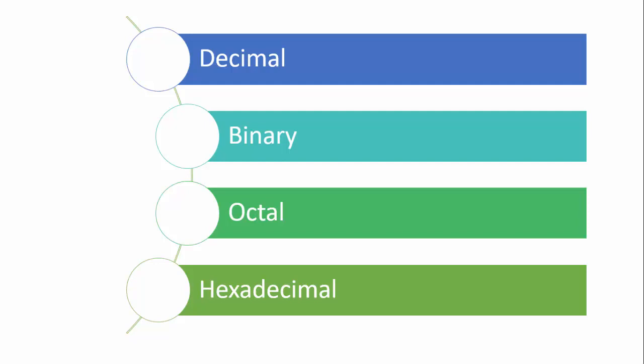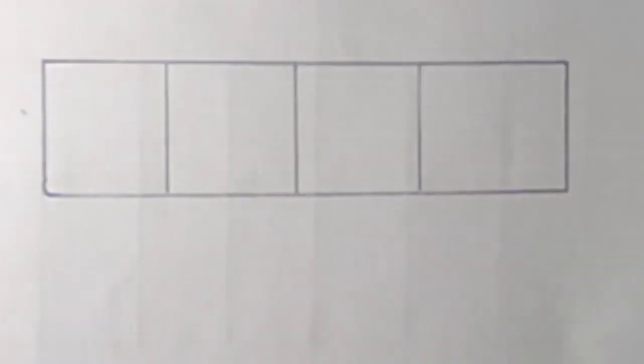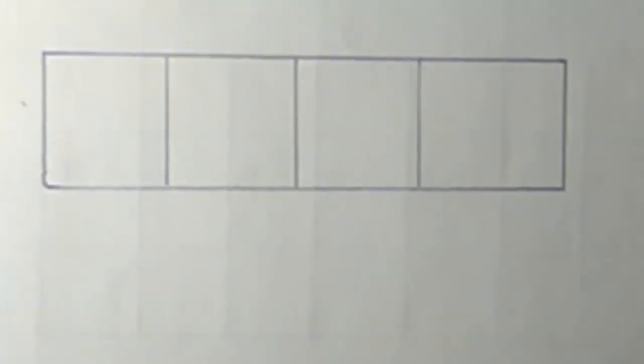And for that, we'll consider a simple example of an odometer as follows. Let us consider an odometer which is used in our cars to display the distance the car has traveled. So, talking about odometer, an odometer is a device used to calculate the distance traveled by a wheeled vehicle. So here we can see a basic panel of odometer. So it's something like this. You'll see the distance the car has traveled.